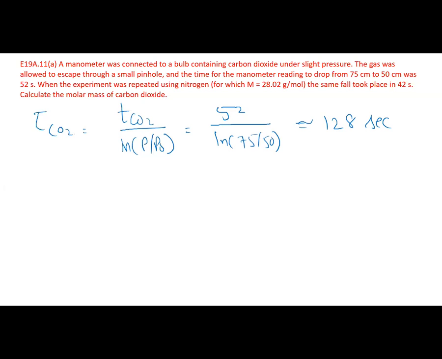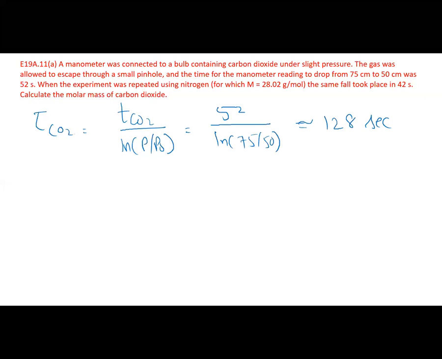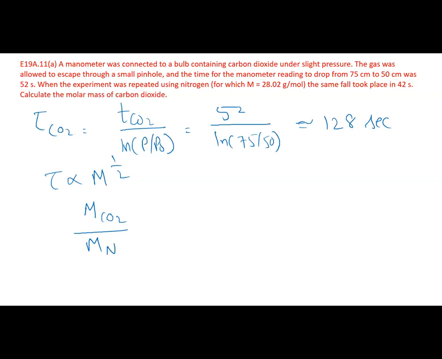If you look at the relation, tau is directly proportional to m power half. So we're going to make use of that. Since I have tau for CO2 and N2, and I know the molar mass of nitrogen, based on this equation I can calculate the molar mass of carbon dioxide. So let's say M of CO2 over M of N2, power half, is equal to tau of CO2 over tau of N2.